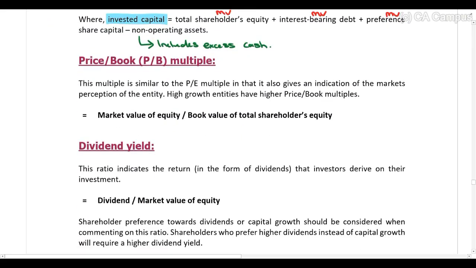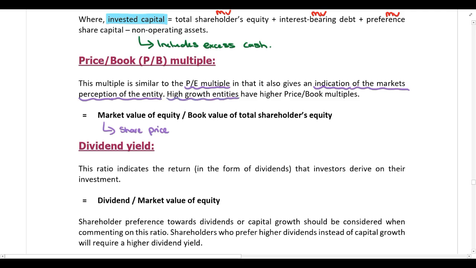Then for the price to book multiple, we take the market value of equity, or the share price, and we divide by the book value of equity. So we are comparing the market value of equity to the book value of equity. So this multiple is similar to the price earnings multiple in that it also gives us an indication of the market's perception of the entity.